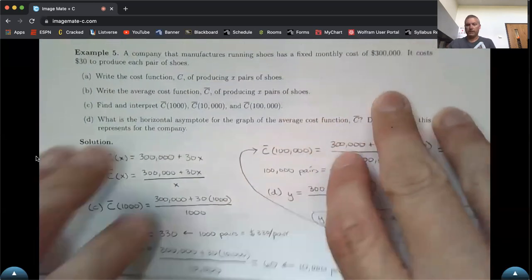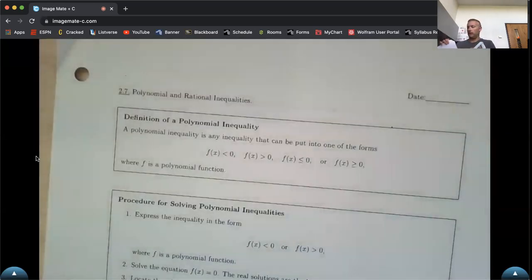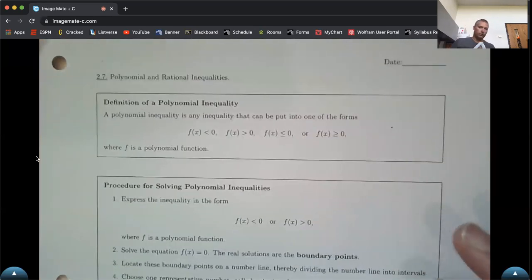Okay, so that's the end of the handout for 2.6. We'll also look at the handout for 2.7. I'm going to plug in my computer real quick. One second, it's about to die.